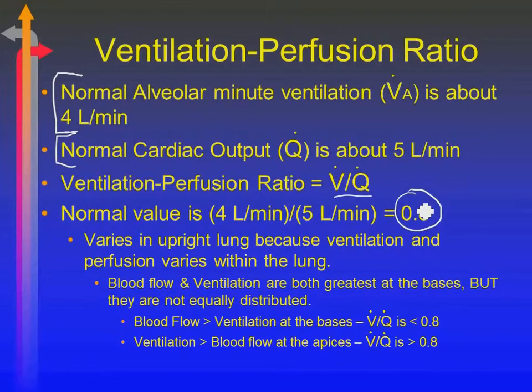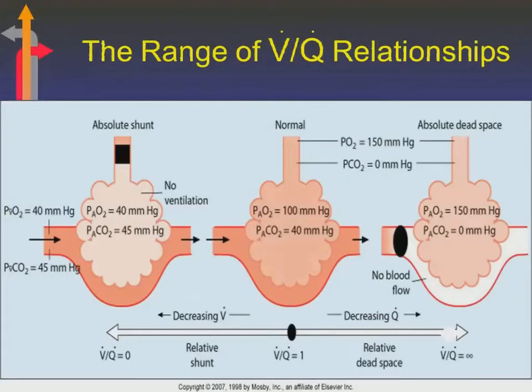We know that there's some variance throughout the lung, and ventilation and perfusion both have their greatest values in a gravity-dependent position. So you sitting upright would have greater ventilation at your bases than you would at your apices. Perfusion, greater perfusion at your bases than you would at your apices. Overall, it ends up being around 0.8 between the two.